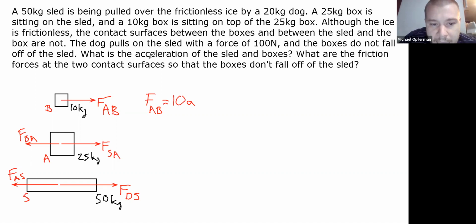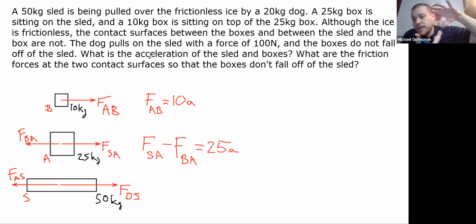For diagram A, that has 2 forces in the diagram, so those need to be summed. And although I don't have to break things into components, the components do still have positive and negative sign, so I do have to include the sign. So this one's going to be FSA minus FBA equals 25A. And it's the same A in this case because the boxes are all moving together as a unit, so they all have the same acceleration. Normally you would have a separate acceleration if they're not accelerating at the same rate.